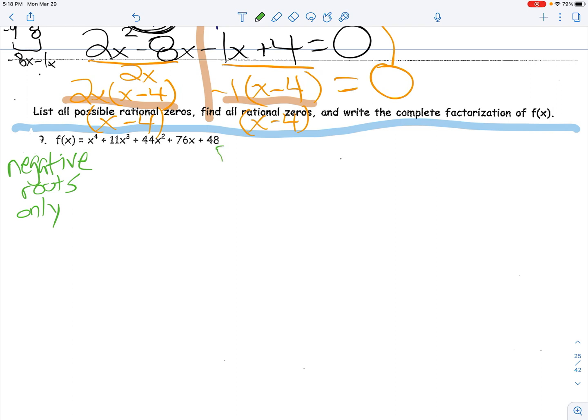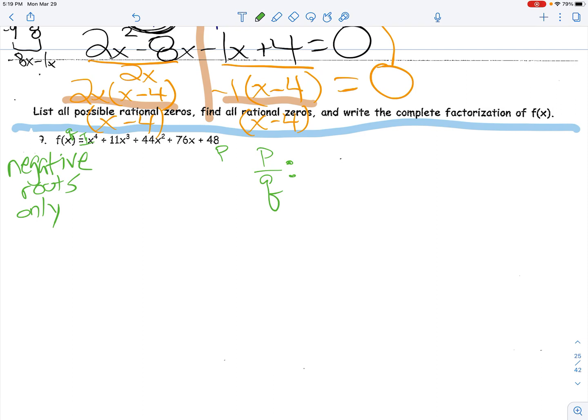Alright, so factors of p over the factors of q. Nice thing here about q, once again, is that its leading coefficient is 1, right? So we can go right into p over q here, since the leading coefficient is 1. If the leading coefficient was 2 or 3 or something, then we'd have to write out the numbers that go into p, the numbers that go into q, and then p over q.